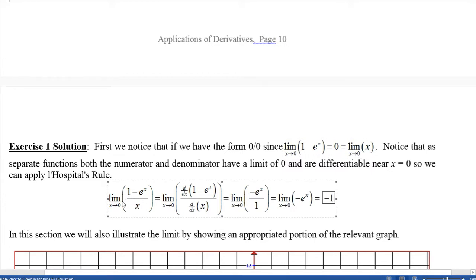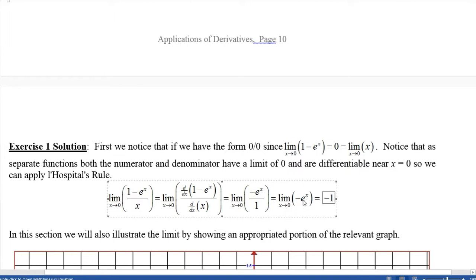So the conclusion is that the limit that we have here we can find by taking the limit of the derivative of the top over the derivative of the bottom. Now let's do the easy part first. The derivative of x with respect to x is just 1. In the top, the derivative of 1 is 0, and the derivative of minus e to the x is minus e to the x. So that function, after we've done the derivatives, simplifies to the opposite of e to the x.